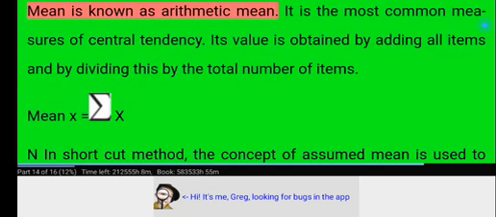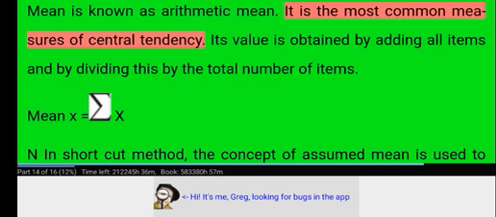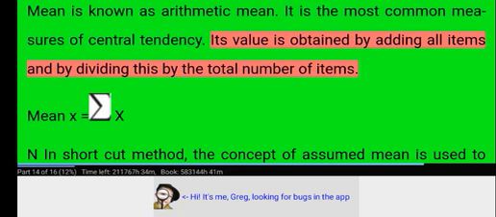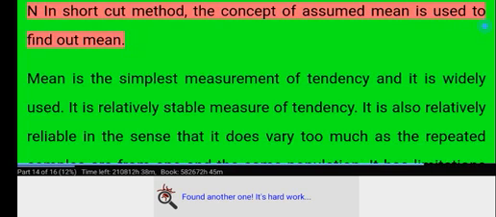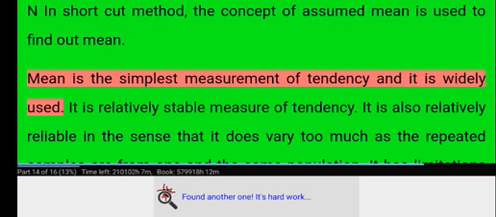Mean. Mean is known as arithmetic mean. It is the most common measure of central tendency. Its value is obtained by adding all items and dividing this by the total number of items. Mean X-bar equals sigma X divided by n. In the shortcut method, the concept of assumed mean is used to find out the mean.